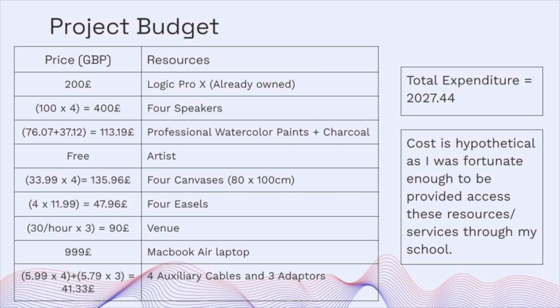Carrying out this project would require a variety of resources, including Logic Pro X, 4 speakers, watercolor paints, charcoal, an artist, 4 80 by 100 centimeter canvases, 4 easels, renting out a venue for 3 hours, a MacBook Air laptop, 4 auxiliary cables, and 3 converters, amounting to a total of £2,027 and 44 pence. However, this cost remains hypothetical, as I was fortunate enough to be able to source each of these through my school. The price points for each of these items are based off of their retail costs provided by online vendors, and the venue cost was based off of listings for a venue of similar size in my area.